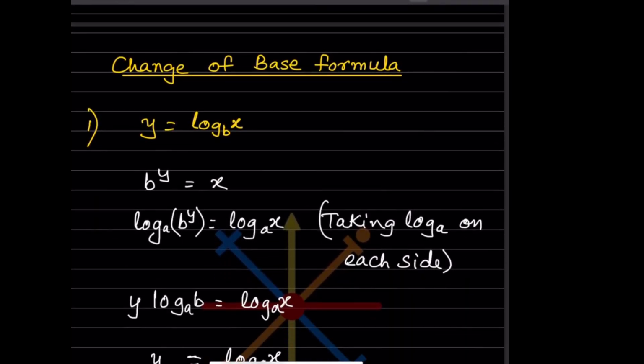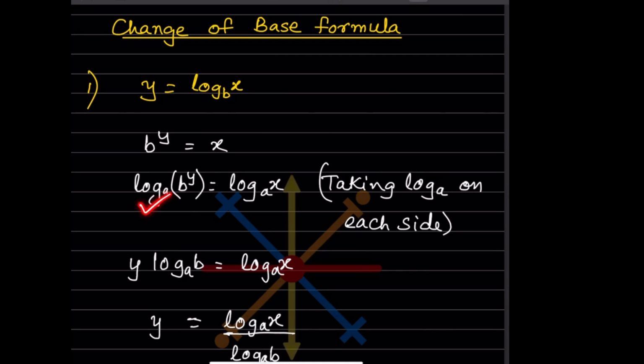Now we have to see how to change the base formula. So y is log of x to the base b. So we can also write this one, this base. So this one will be b raised to y is equal to just x. So now here what will you do when we take log on both sides for this expression? So what will you write here? Log of b raised to y to the base a is equal to log of x to the base a. So taking log of a on each side.